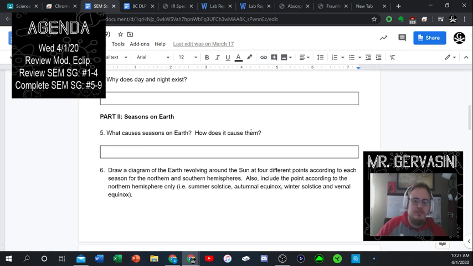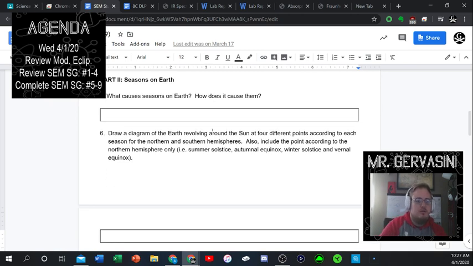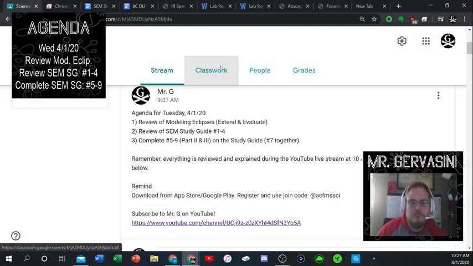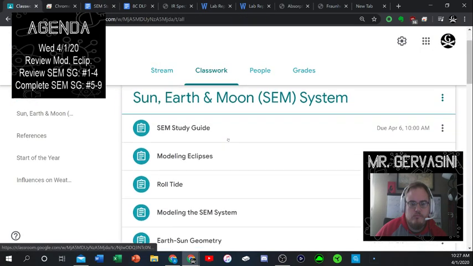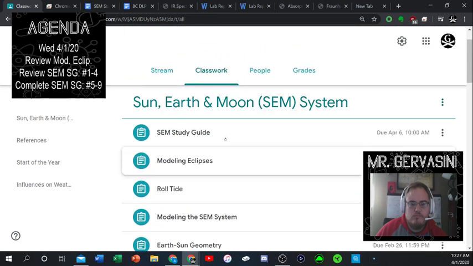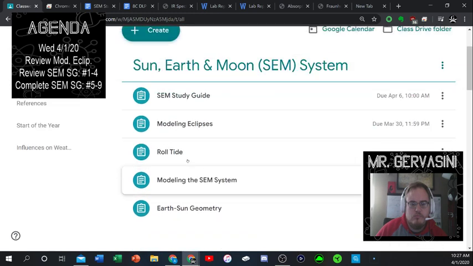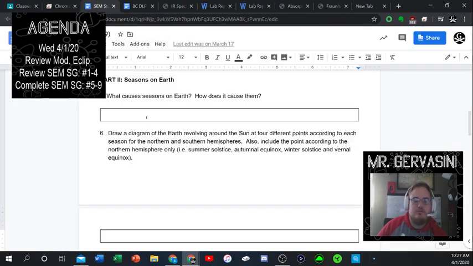Number 5, what causes seasons on the Earth? How does it cause them? I would go back to Earth-Sun geometry if you're unsure. Modeling Sim System was just the very beginning. I'd go back to Earth-Sun geometry to get a better idea of seasons if you're still unsure about how the Earth has them.